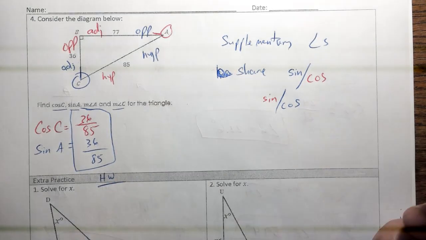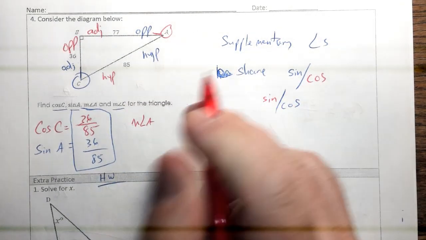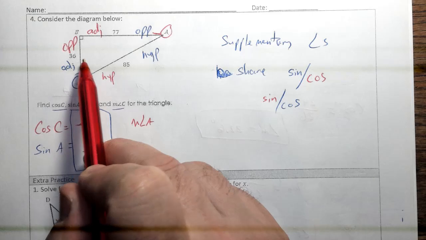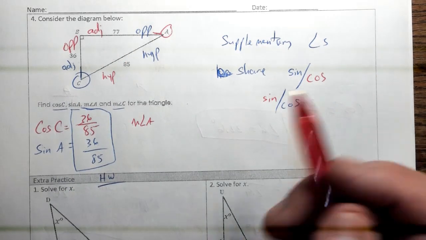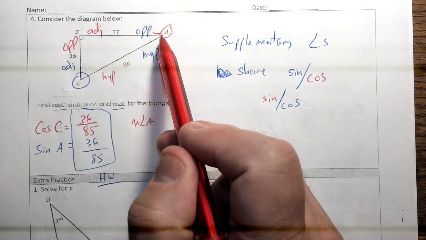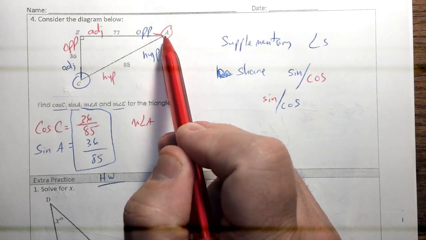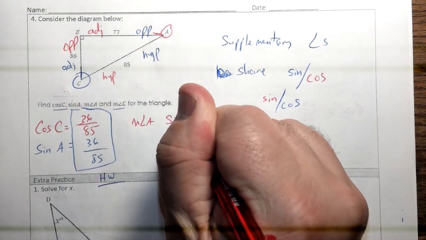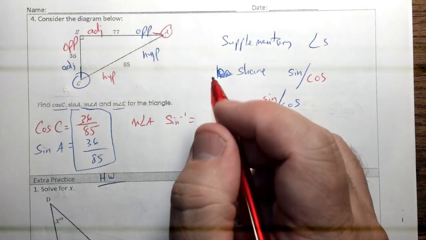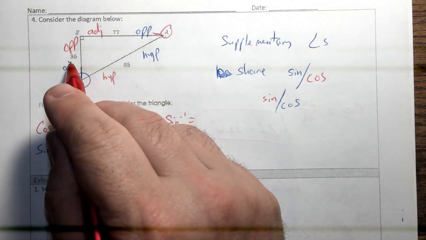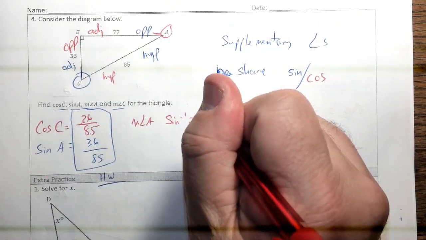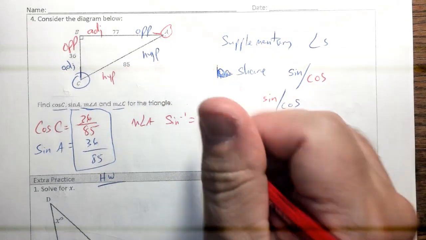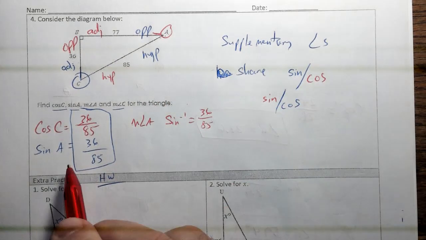All right, so now let's go back here. So the measure of angle A, so we have 3 lengths. We can use any of them, but we're going to use the sine for A, which would be opposite, so we're going to use the inverse sine to find angle A. So it's going to be opposite, which is 36, over hypotenuse, which is 85.